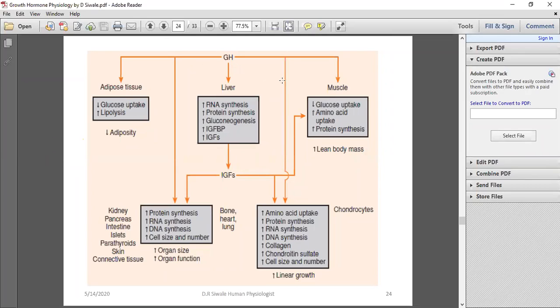Okay, so when you are describing the physiological effect of growth hormone, you need to look at the adipose tissue. What does it do to the adipose tissue? About the liver, what happens? And muscles. Okay, and everything will fall in place.